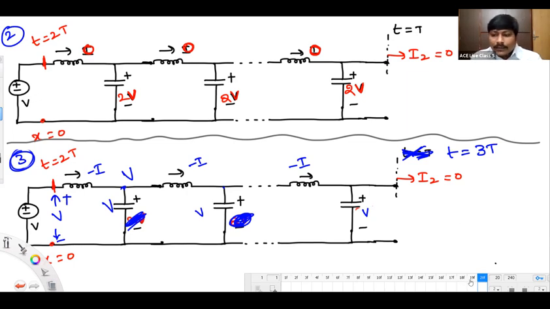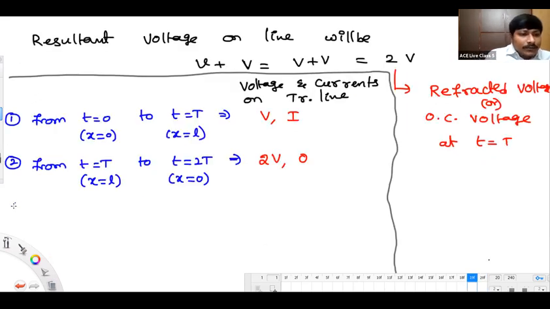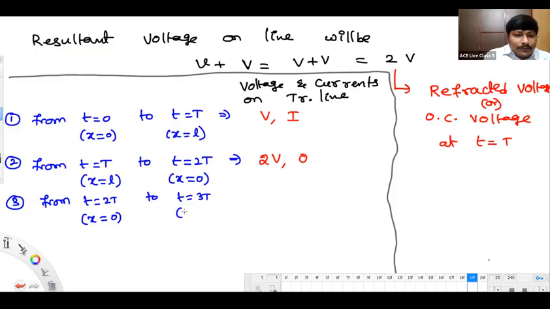Clear? So it's the third propagation, from time 2T to 3T. It is from the point x equals 0 to x equals L now. Voltage will be modified to V, and current will be changed to minus I.